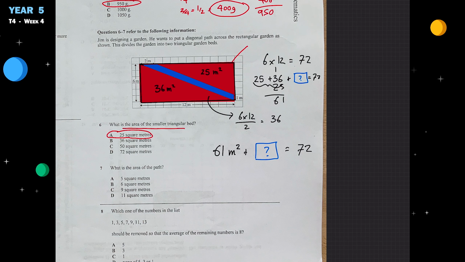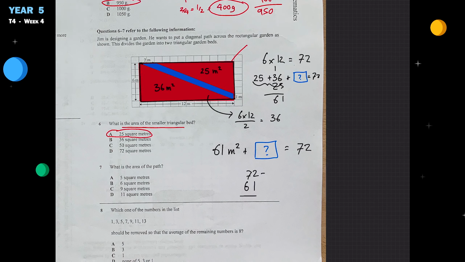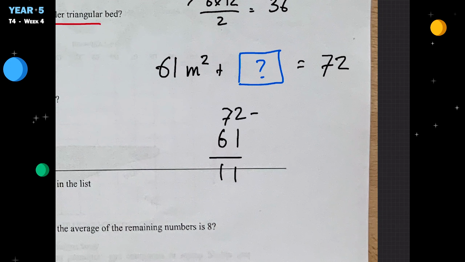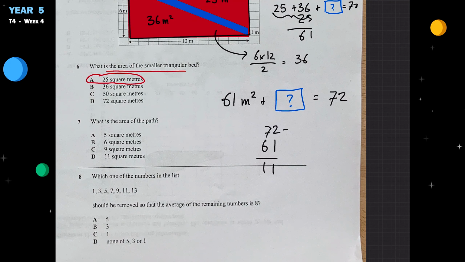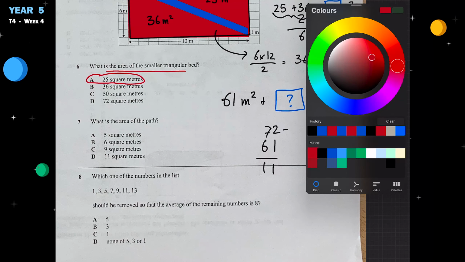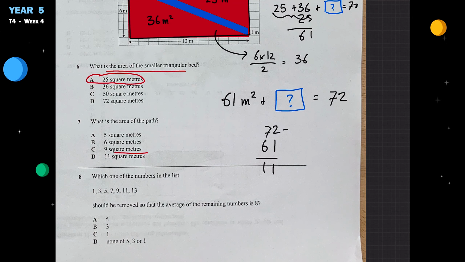So what we're going to do is find the difference. 72 take away 61. Let me see what we get. We get 11. And the blue path must be 11 square meters, which is, answer is D.